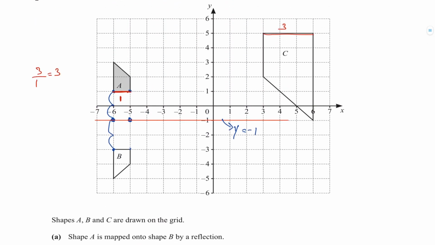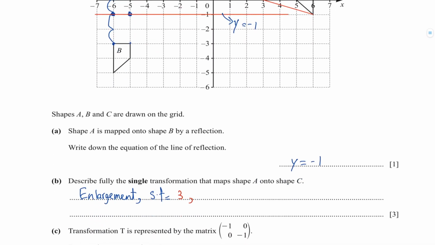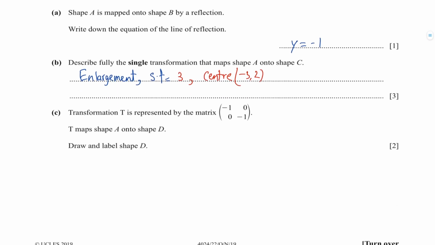And then the next most important thing to find when defining enlargement is the center of enlargement. And you can do that by joining any two corresponding points and seeing where they intersect. So if I join these 2 points, I can see that they intersect at minus 3, 2. So the point of intersection is minus 3, 2. That means our center is going to be minus 3, 2. So this way we get our 3 marks.